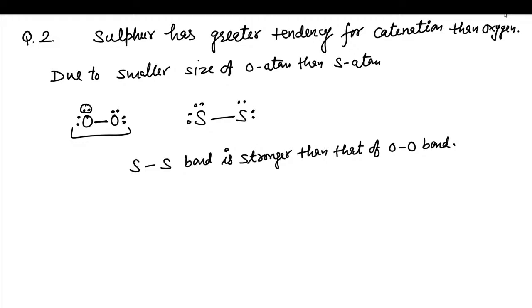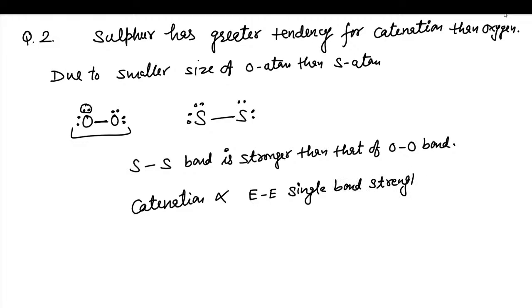That's why sulfur has a much greater tendency for catenation, because catenation, as I said earlier, is directly proportional to element single bond strength.